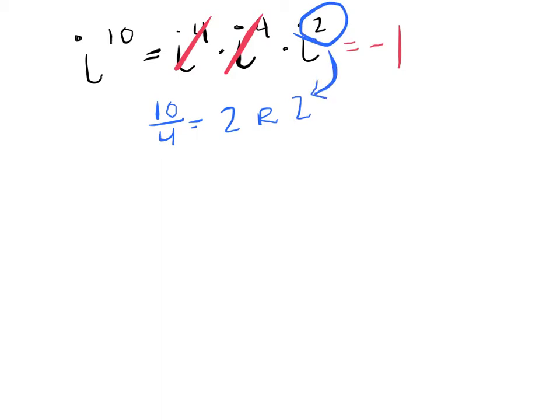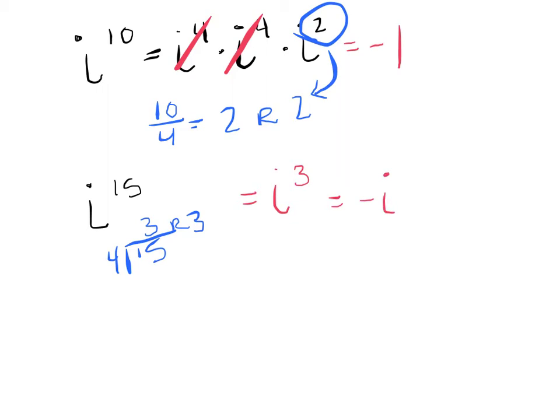So let's look at another power of i. Let's say we had i to the 15th. See, we're starting low. Again, let's divide by 4. 15 divided by 4 leaves me 3 with a remainder of 3. So i to the 15th is the same as saying i cubed. If we remember from our original pattern, i cubed was -i.